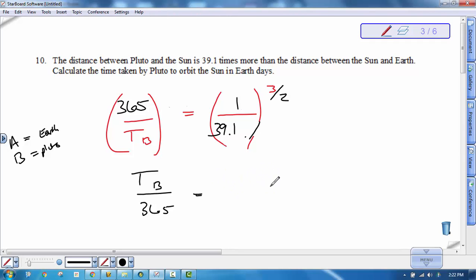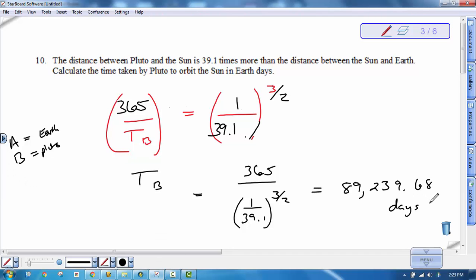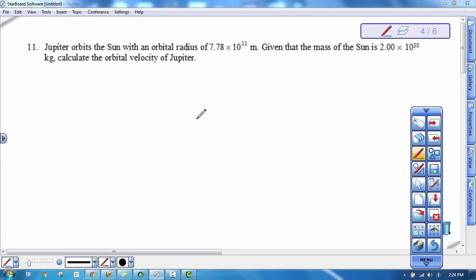I'm sorry, actually, I can't do that. I'd have to make it 1 over 39.1. Now, obviously, you could just get this as a decimal, but if I'm going to flip this, it was over 1. I've got to put this in the denominator of the fraction now. So 1 over that. And then multiply both sides by 365. So this should give us our answer for the time it takes for Pluto to orbit the Sun in Earth days, because our units were days here. And that gives us 89,239.68 days. Okay, the next problem, we want to find the orbital velocity of Jupiter.